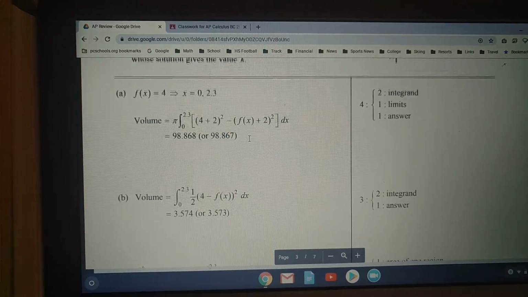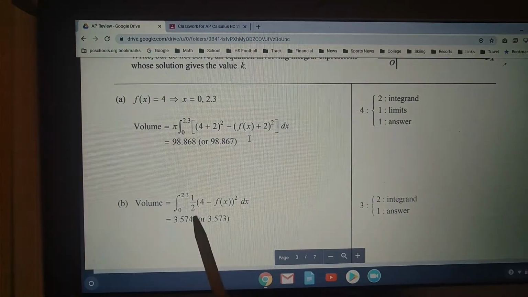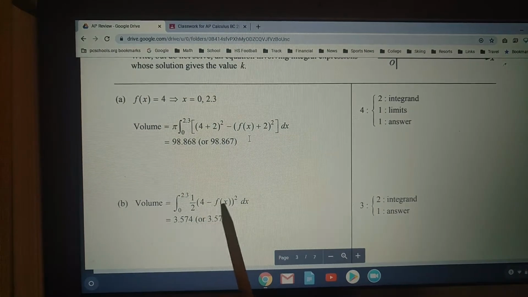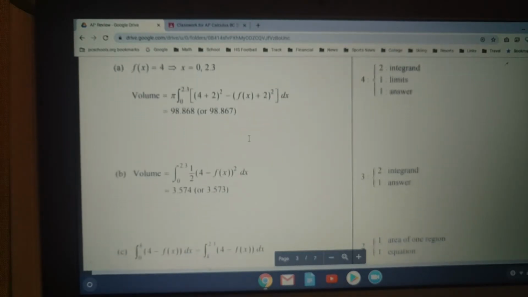Okay, for B. So for B here, notice, you get 2 points for the correct integrand. The integrand, this 1/2 doesn't have to be in there. You could factor that out. But this is this 4 minus f of x squared. So it's the 4 minus the f of x, parentheses around that, and that is squared. You cannot do 4 squared minus f of x squared. You should know better than that. And then if you actually have the correct limits and know to multiply by 1/2 and can do that correctly and get that answer, you get the 3rd point.